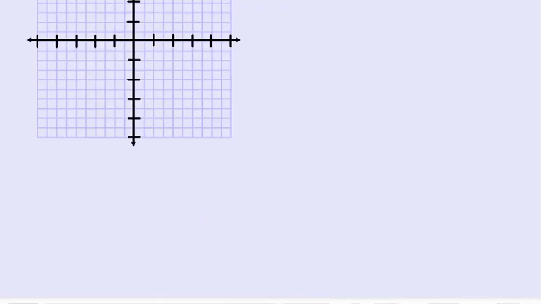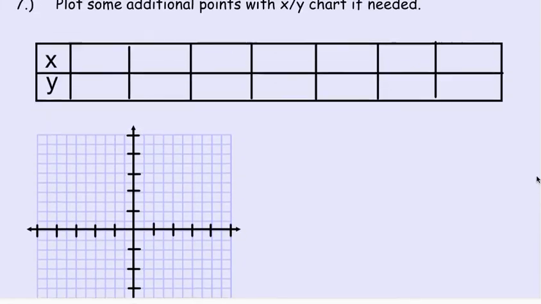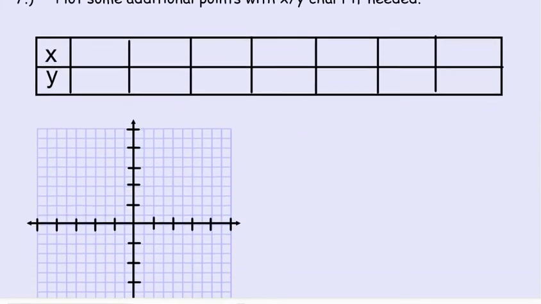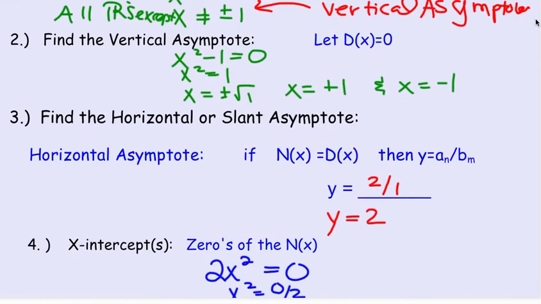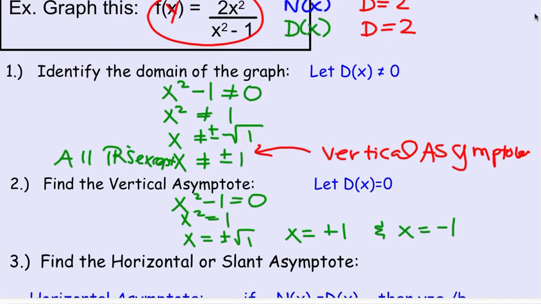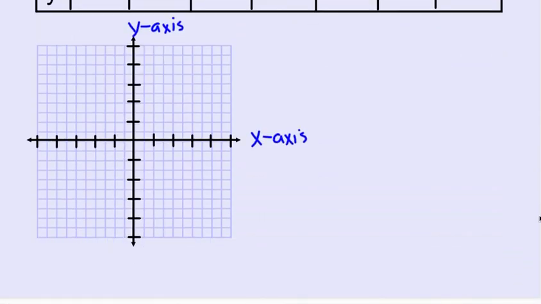I'm going to wait on finding my additional points on step 7 and start graphing what I have. So here's my x-axis, here's my y-axis, and you can start from the top, you can start at the bottom of the steps that you found. So I'm just going to go back up to the top. The top identifies the domain, which is the numbers you cannot plug in for x, which are your vertical asymptotes of x equals plus or minus 1. So those are your verticals.